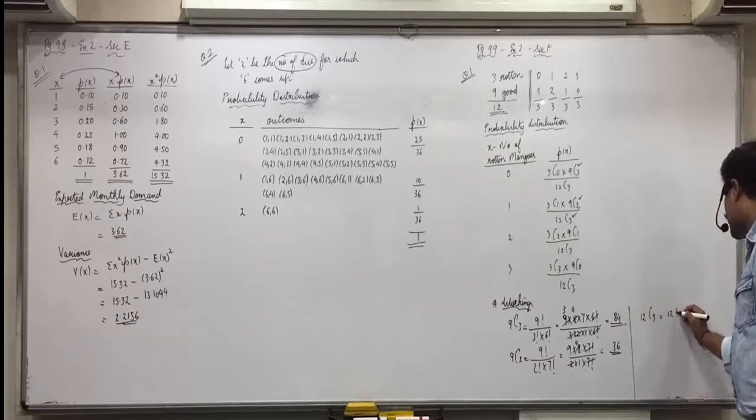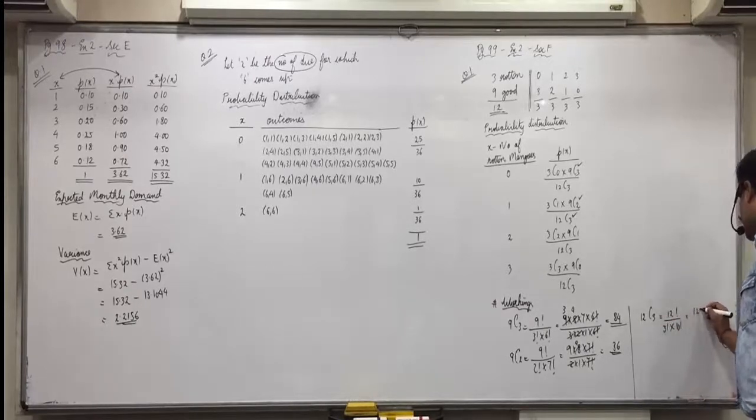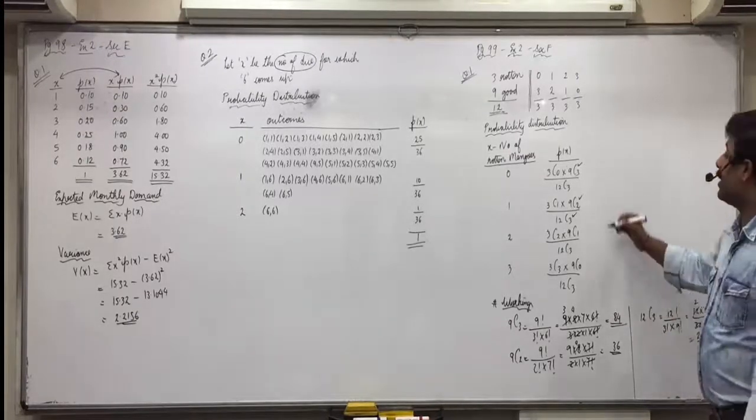12C3, 12 factorial upon 3 factorial into 12 minus 3, 10 factorial. 12 into 11 into 10 factorial upon 3 into 2 into 1 into 10 factorial. Sorry, 12 minus 3 is 9. So 12 into 11 into 10 into 9 factorial upon 3 into 2 into 1 into 9 factorial. 9 factorial gets cancelled. 3 into 2, 6 into 2 is 12. 2 into 11, 22 into 10, 220. Did everyone understand this? Now we can simplify this.